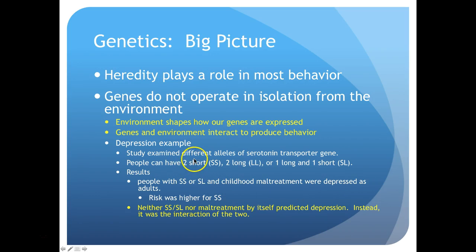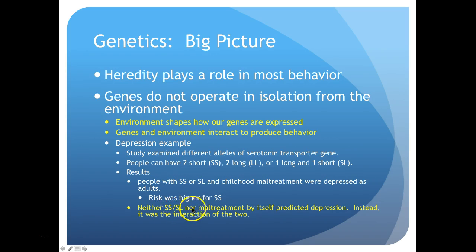It turns out that when you have different alleles of a particular gene, the serotonin transporter gene, depending on the combination you get, you're more likely to be depressed. In other words, this is a vulnerability or a diathesis or a predisposition. But it only occurs if you have maltreatment also in the picture. Some of the combinations you could have with this gene are two shorts, two longs, or one short and one long. People with two shorts or a short and a long, and childhood maltreatment, were depressed as adults. The risk was higher for SS.